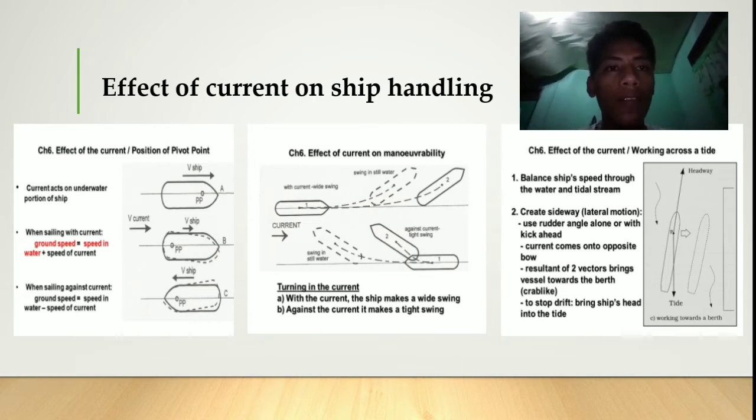Next, the effect of the current when working across a tide. Number 1, balance the ship's speed through the water and the tidal stream. Number 2, create sideways or lateral motion. Use rudder angle alone or with a kick ahead. The current comes onto the opposite bow. The resultant of the two vectors brings the vessel towards the berth, or crab-like. To stop drift, bring the ship's head into the tide.